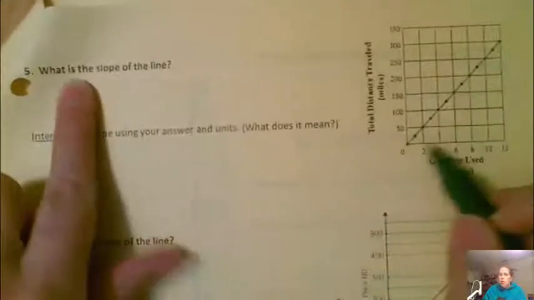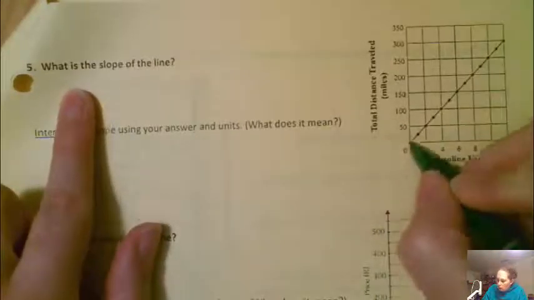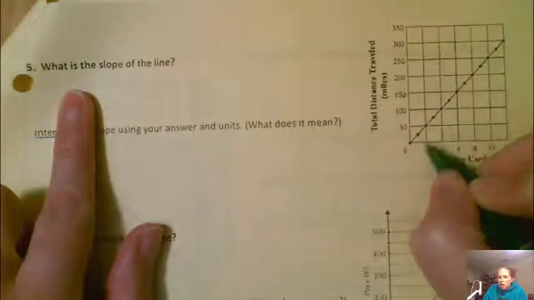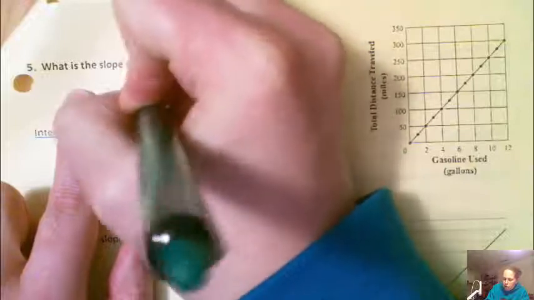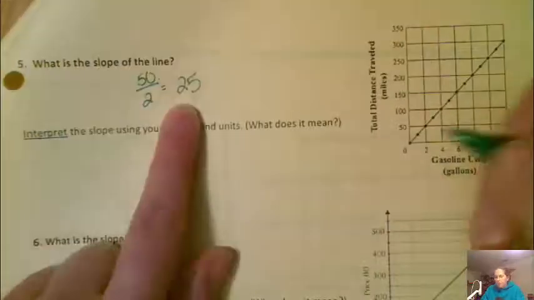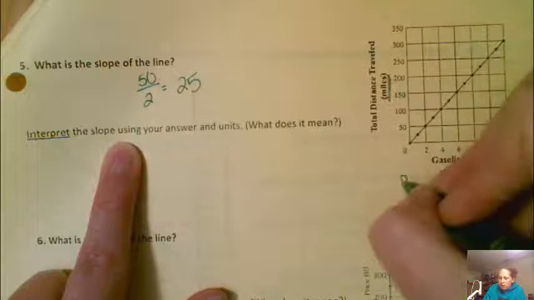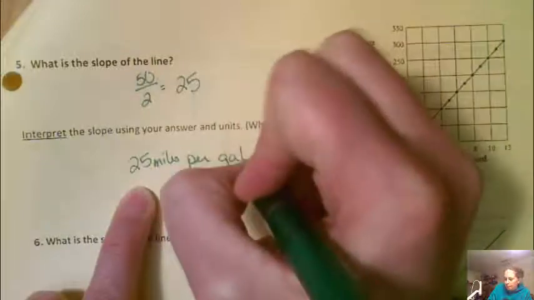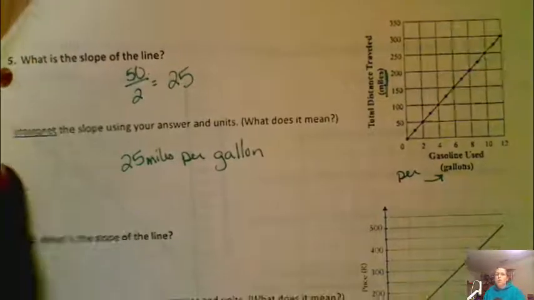for example, what is the slope of this line? Don't tell me 1 over 1, because going up 1 is actually 50 and going over 1 is actually 2. So 50 over 2. Well, 50 divided by 2 is 25. So that's the slope of this line. Interpret the slope. This number gets this label, and it's always per this label. So this would be 25 miles per gallon. Okay? Don't ignore the interpret questions.